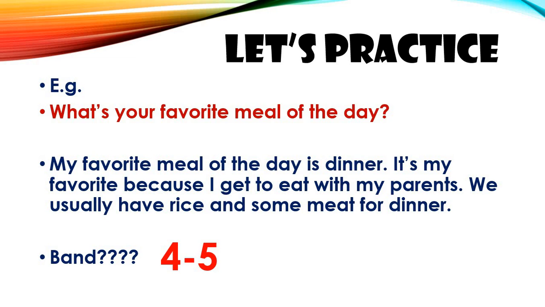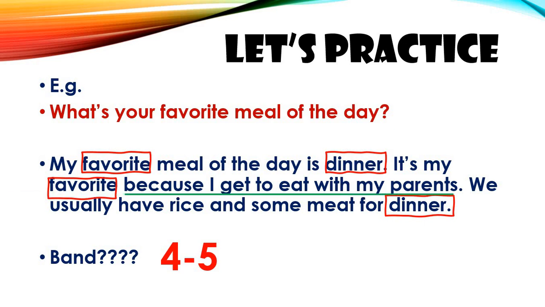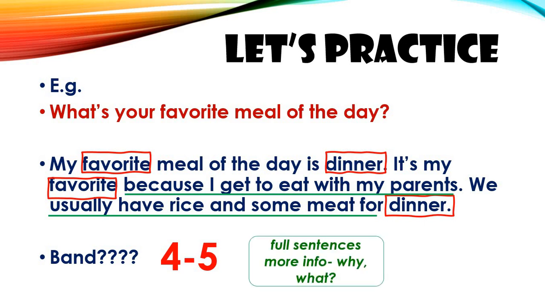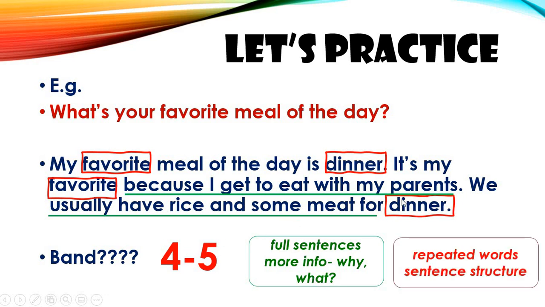But let's see why. Okay. Favorite, dinner. Okay. Because I get to eat with my parents. We usually have rice and some meat for dinner. So you can see here full sentences, more information, answering why, because, and then what? What do you have for dinner? Rice and some meat. That is great. But repeated words and sentence structure is also the same as the question. Okay? But, 5 is still a good score.